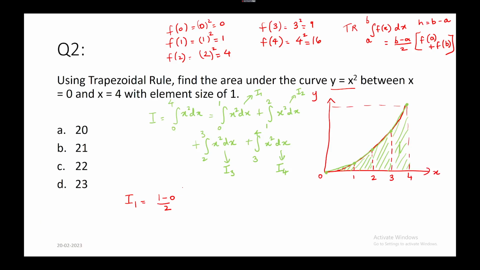it will be f of 0 plus f of 1. So this will be 1 by 2. So I2 is equal to 2 minus 1 by 2 into f of 1 plus f of 2.